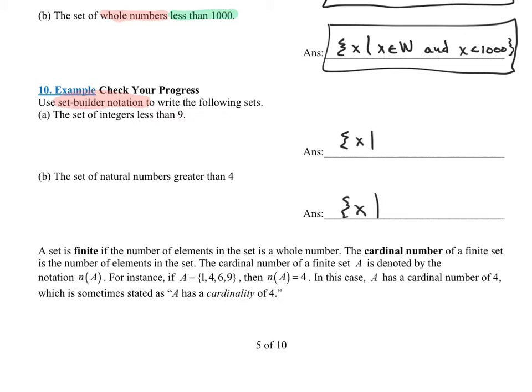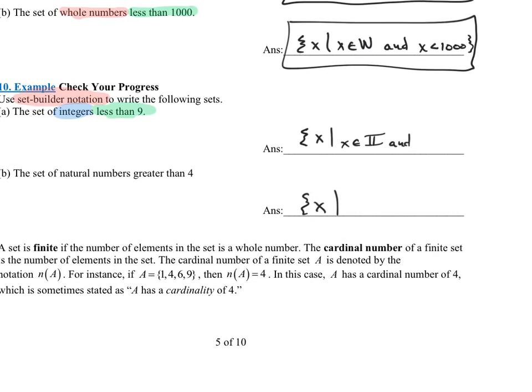Well, let's go ahead and take a look. The set of integers, so it has to be an integer. Let me go ahead and use a different color to emphasize. Has to be an integer, and it also has to be less than 9. So let's write our two restrictions there. The set of x such that x is an element of the integers, and x is less than 9. Okay, there'd be my answer for that problem right there.